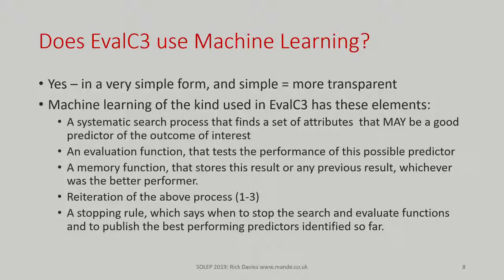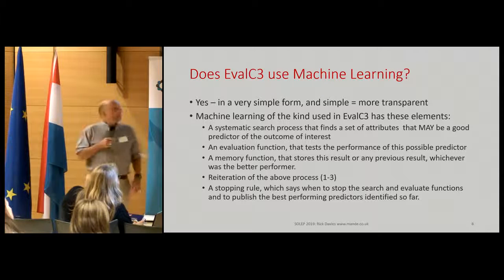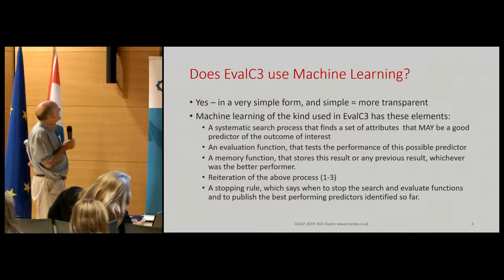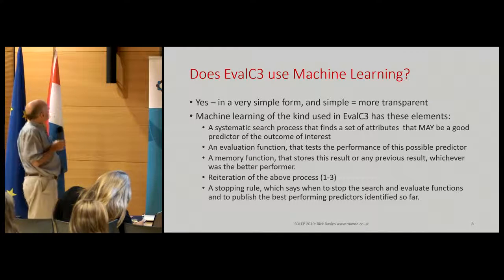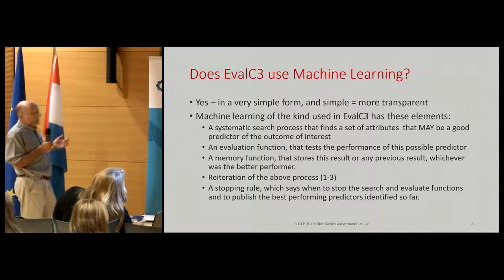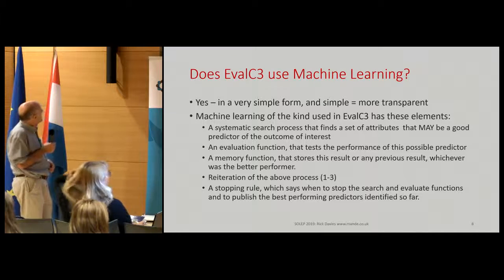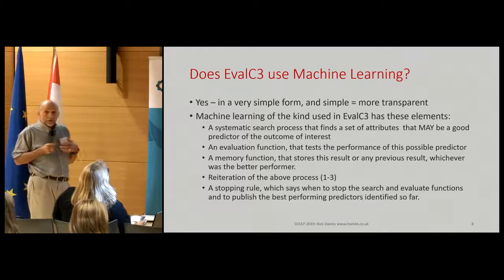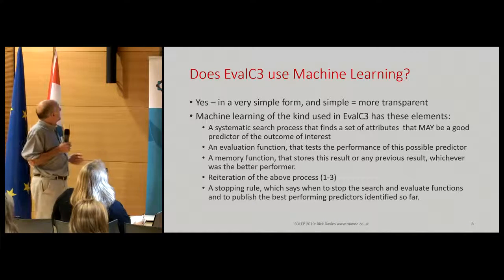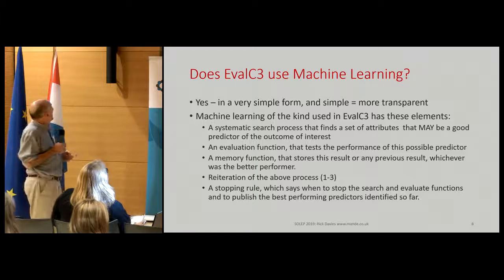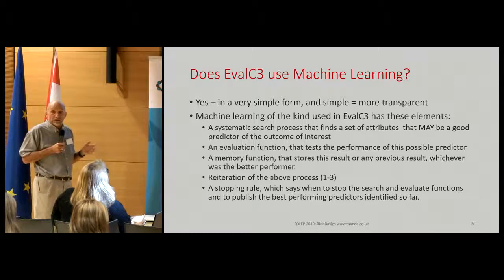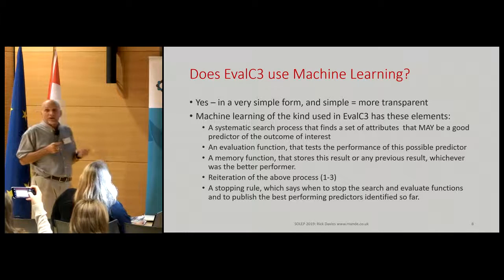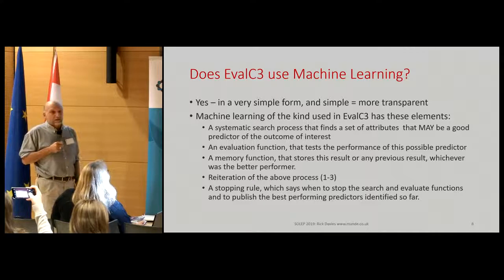So I thought I should answer this question. Is eval-C3 using machine learning? And in a very simple sense, yes. And it has these elements. There is a systematic search process that finds a set of attributes that may be a good predictor of the outcome of interest. It has an evaluation function which assesses that. It then stores that. Then it redoes the search again, and if it finds a better one, it replaces that with the new value. And it keeps doing that until it can't find any better ones. That's as complex as it gets.